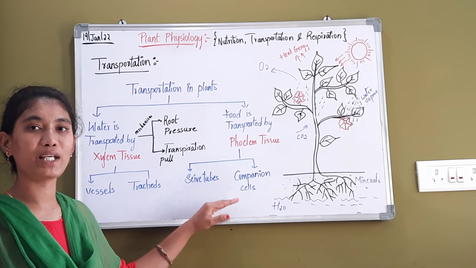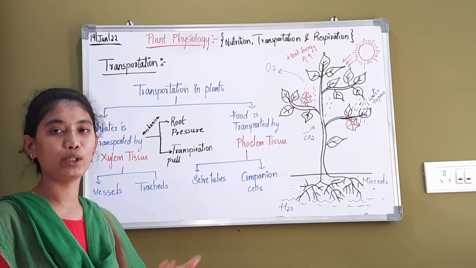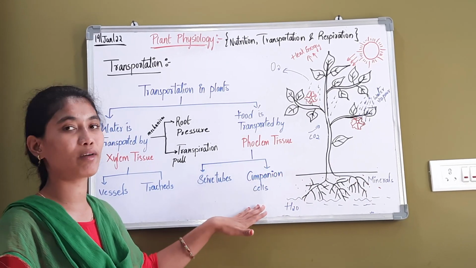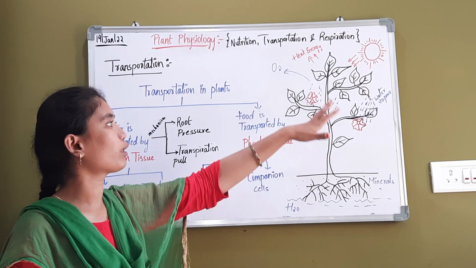So, the water from xylem cells enters into the sieve cells in the process of osmosis. So, in this process, the food is transported all over the plant.